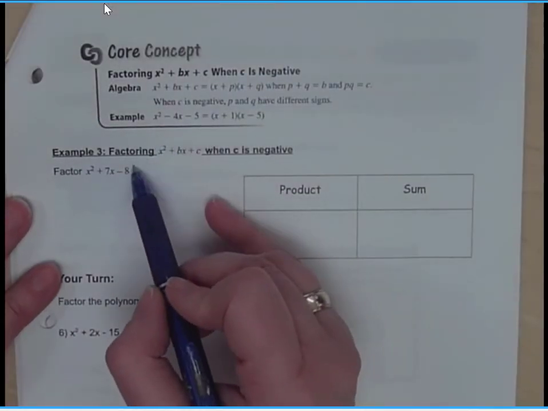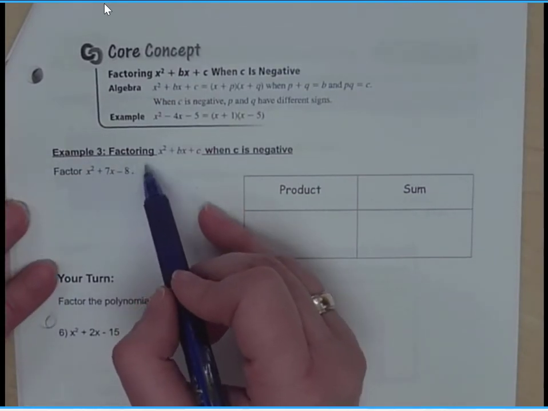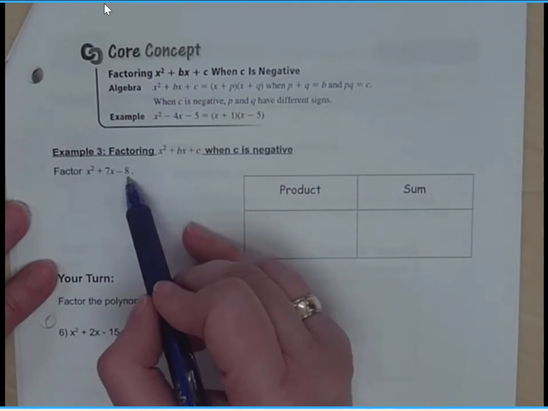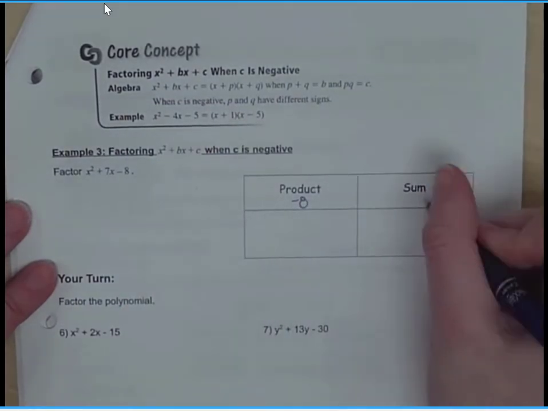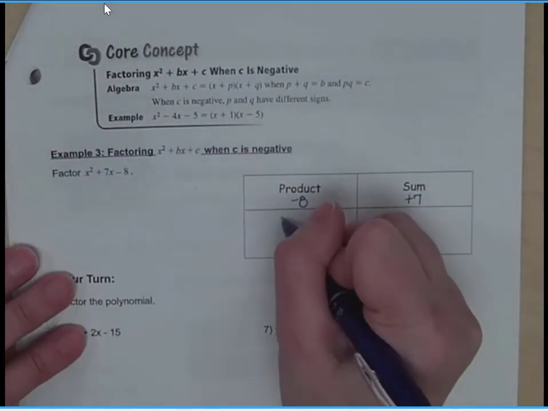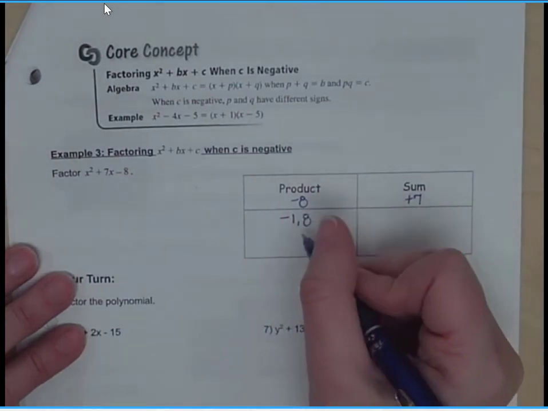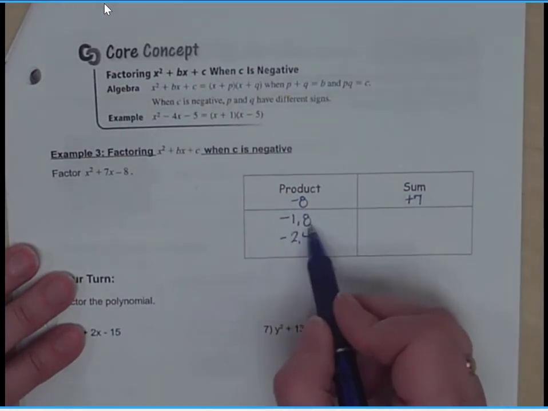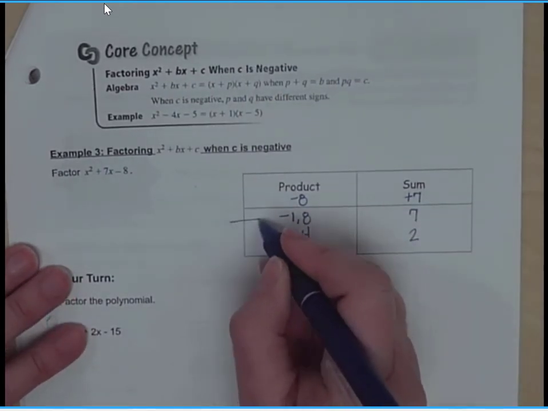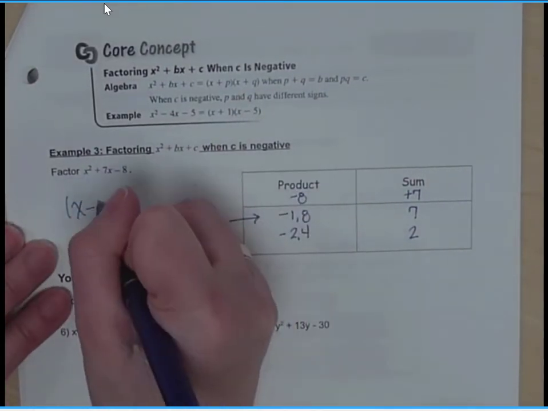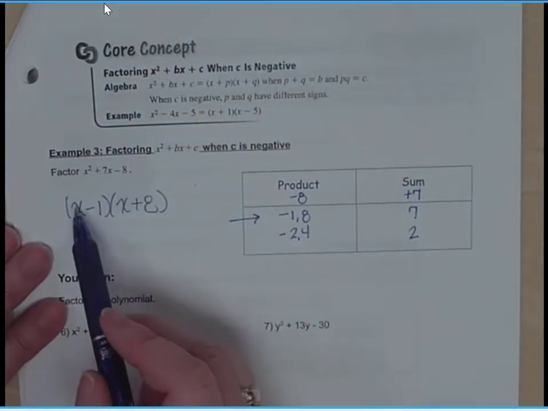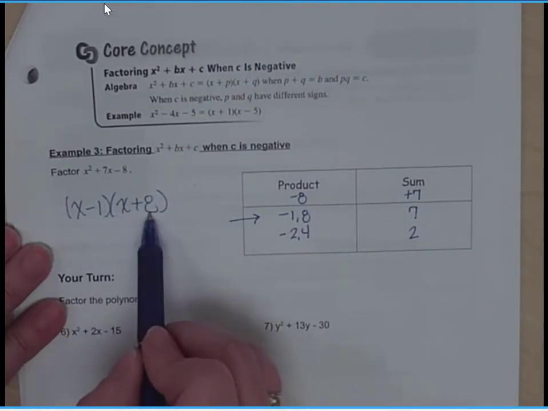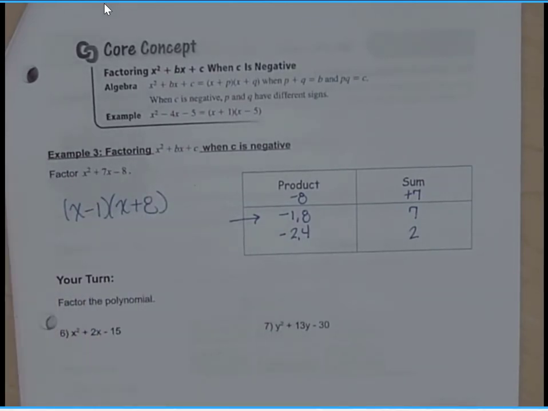All right, so what happens here when my C value is negative? Well, that means I've got a negative times a positive, and then this here is positive, so I know that my larger factor has to be positive. So my product here is negative 8, and my sum is a positive 7. So I could have negative 1 and 8. I could do negative 2 and 4. And, well, let's see. When I add these together, I get 7. Add these, I get 2. So I know this will be my factored form. Again, to double check, x squared, 8x, negative x, negative 8. So I've got my negative 8, add these together, I get positive 7.